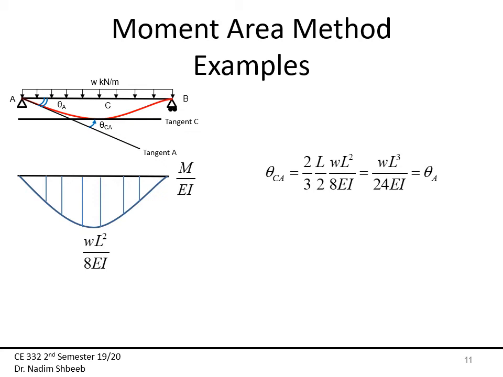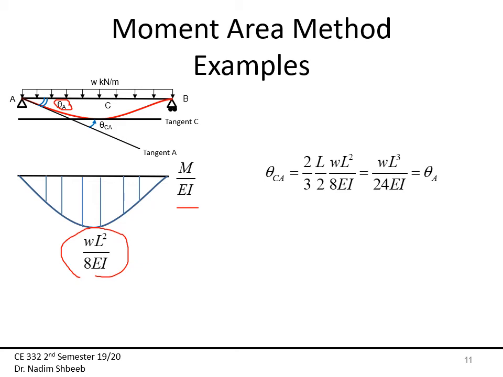Okay, so now this is my M/EI diagram. This is my maximum moment WL²/8EI. Again, I want this, all right? And now this is my theta CA. Now, if you notice, the tangent at C has a slope of 0, because of the symmetry. So this means that theta C measured from tangent at A will be equal to theta A.